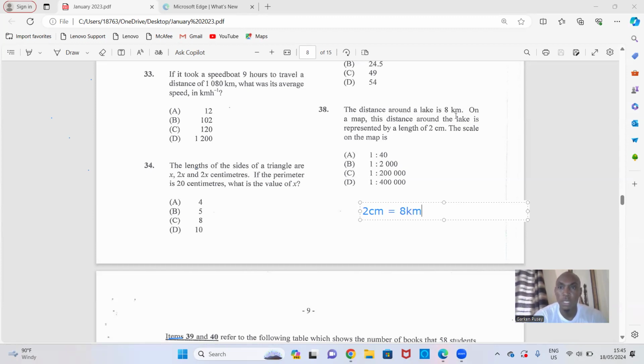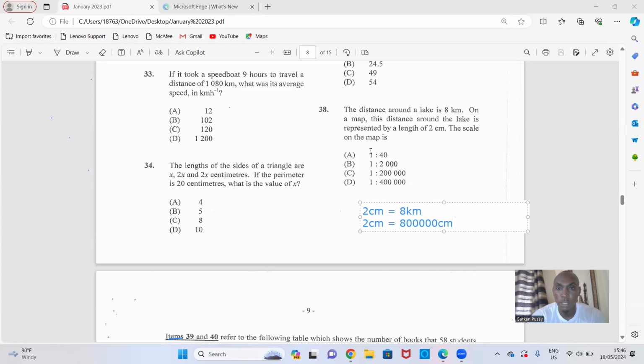So the distance around a lake is 8 kilometers. That's the actual distance. On a map, the distance around the lake is represented by 2 centimeters. So the 2 centimeters is what is on the map, and this is what it is representing. It says the scale on the map is, all right, so we can change 8 kilometers to centimeters. A unit that we can use is that 100,000 centimeters is equal to 1 kilometer. So 8 kilometers is going to be 800,000 centimeters.